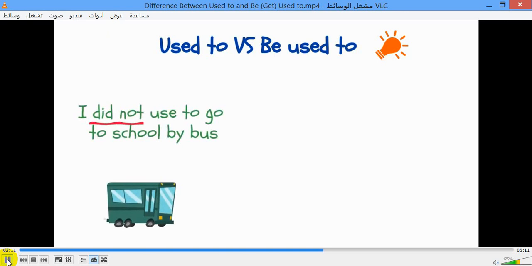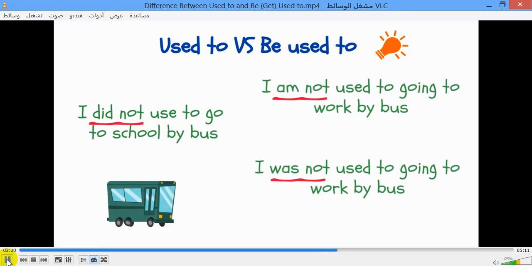Negative form of used to, did not used to. For example, I did not used to go to school by bus. Negative form of be used to, be in the correct tense form plus not. For example, I'm not used to going to work by bus. Or in the past simple tense form, I was not used to going to work by bus.